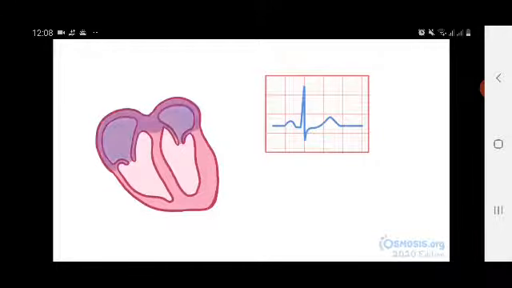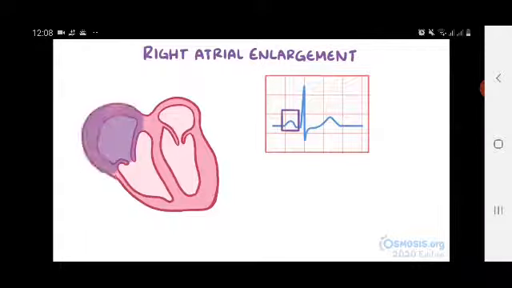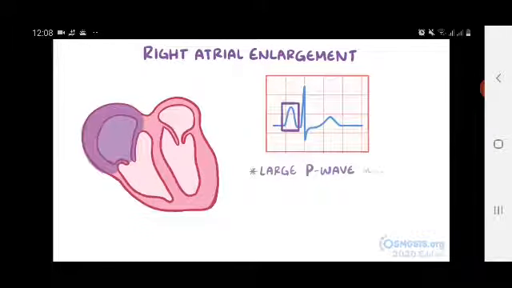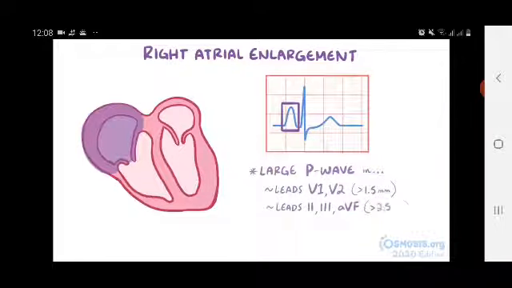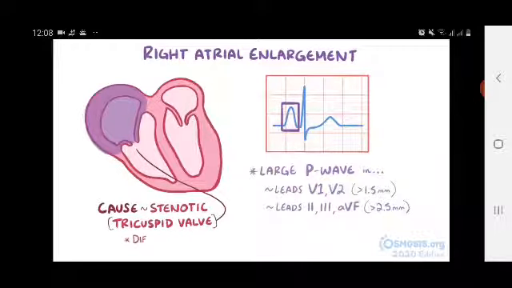Normally, atrial depolarization produces a pretty normal-looking, symmetric P wave. In right atrial enlargement, all that extra right atrial muscle tissue results in a large P wave in leads V1 and V2, often over 1.5 millimeters, as well as in the inferior leads 2, 3, and AVF, often over 2.5 millimeters. One reason why right atrial enlargement develops is that there can be a stenotic or narrowed tricuspid valve, and that makes it difficult for the right atrium to eject blood into the right ventricle, and in response the right atrium enlarges.